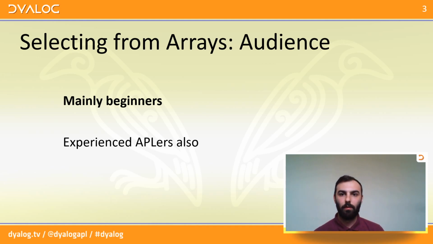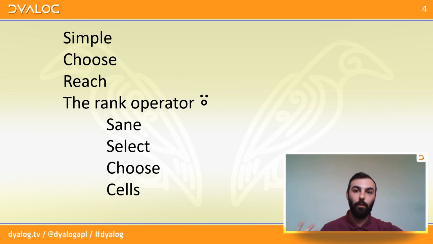So, as an overview, I'm going to be introducing the sort of three main indexing regimes: simple, choose, and reach indexing. And then later, I'll talk about the rank operator and use that in some modern indexing functions.